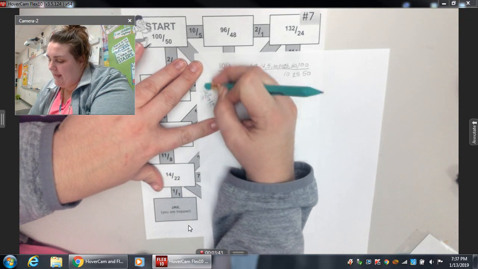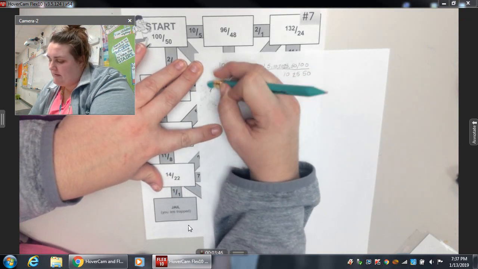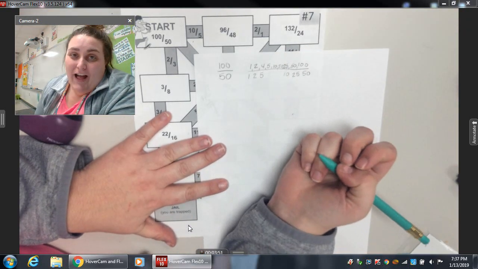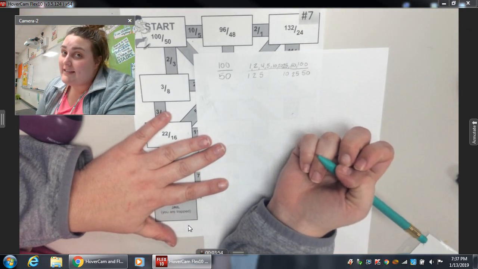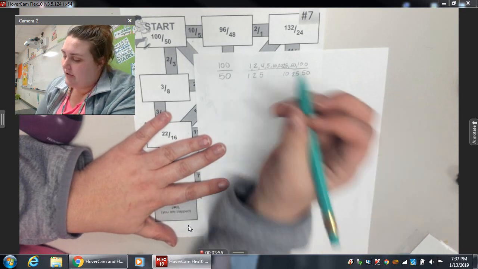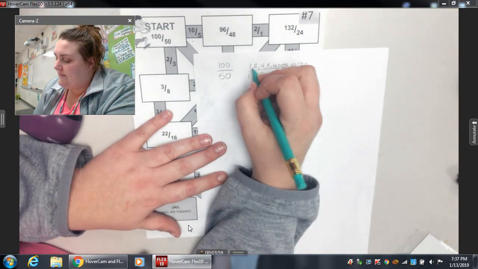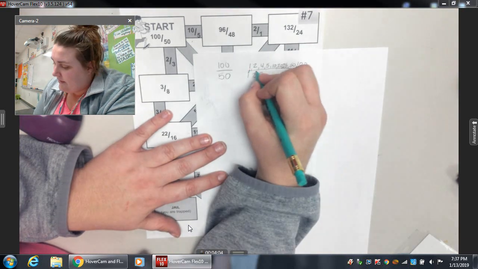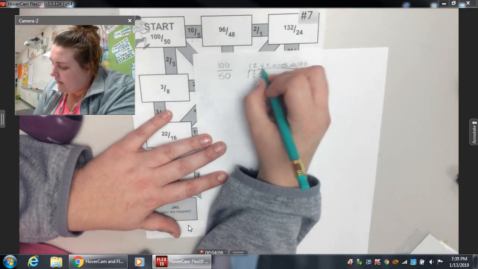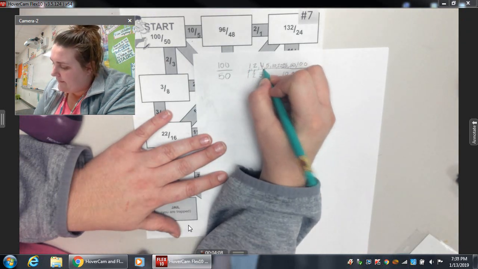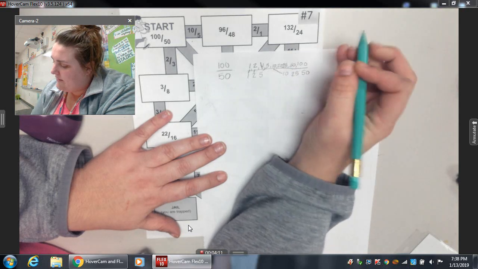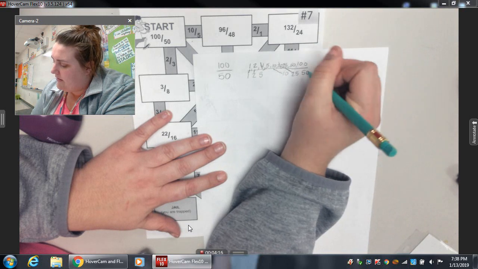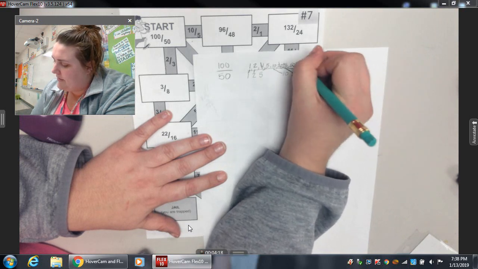All right, what's my next step? First step is find the factors. Second step is to find the greatest common factor. So we're going to go through and find the ones they both have. They both have 1. They both have 2. They don't both have 4. They both have 5. They both have 10. They don't both have 20. They both have 25. They both have 50. They both don't have 100.